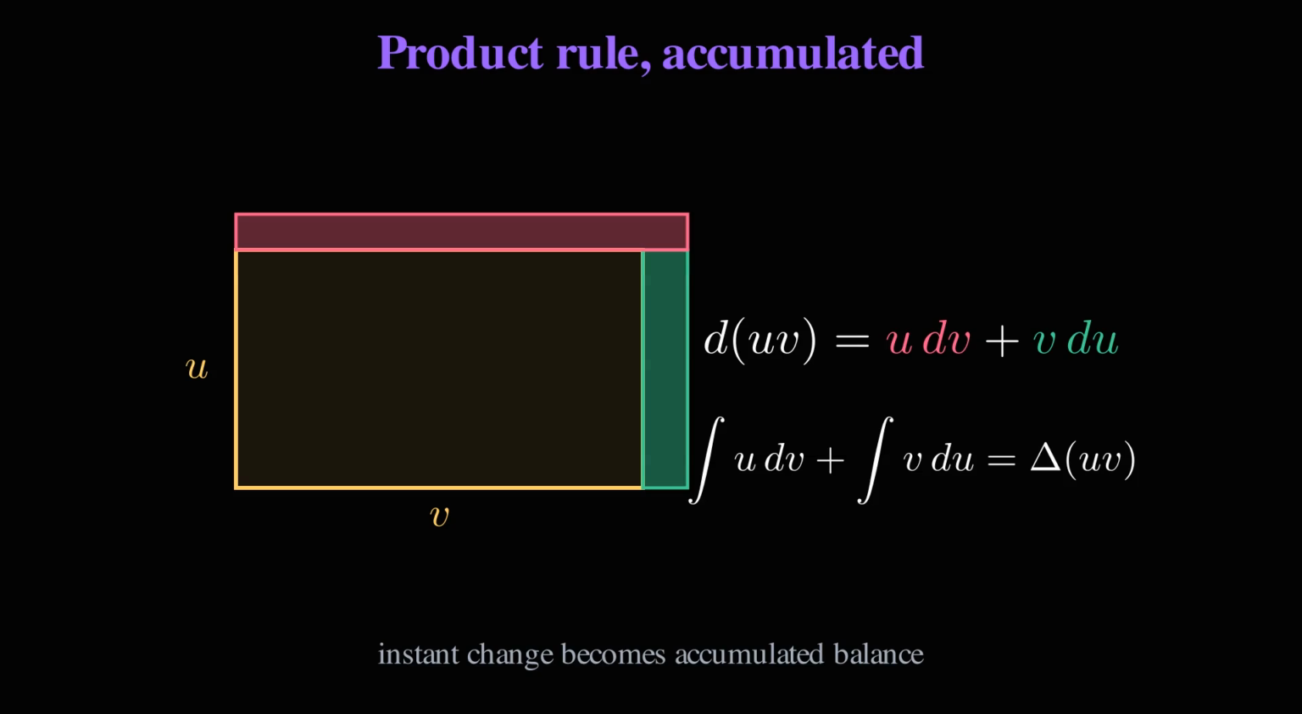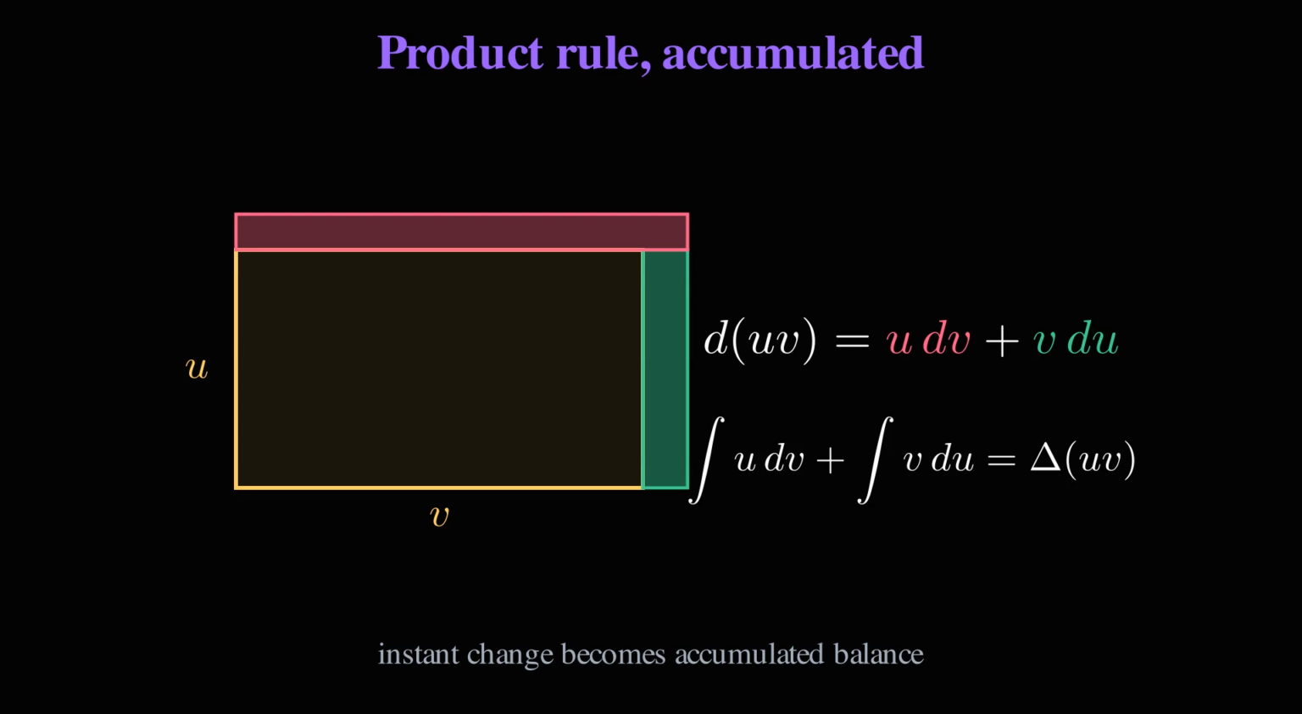Now stretch this tiny idea across a whole interval. As the point travels, all the vertical strips pile up under the curve. Their total is the integral of y dx. The horizontal strips pile up sideways. Their total is the integral of x dy. Together, they make the difference in rectangle area from the start to the end. This is the bridge. Integration by parts is the product rule, accumulated over time.